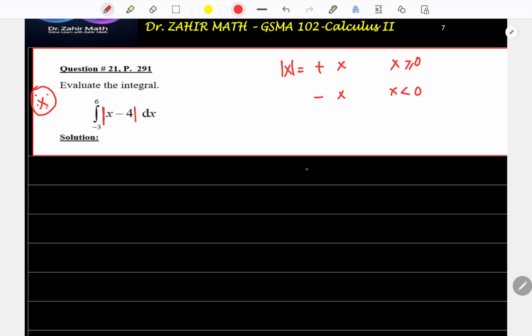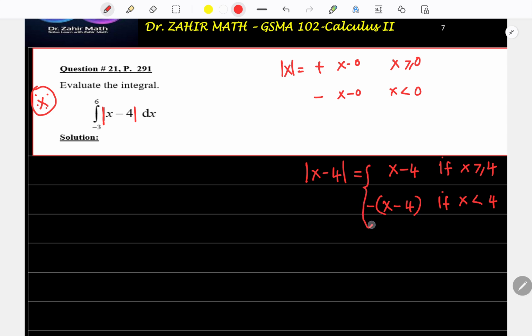Okay. So now we have absolute value x minus 4. Same idea. You will get x minus 4 if x is greater than or equal to 4. Here it is 0, so that's why you are writing 0. Here it is 4. And it's equal to minus x minus 4 if x is less than 4. This is a very simple idea, two things, right? So this is it.